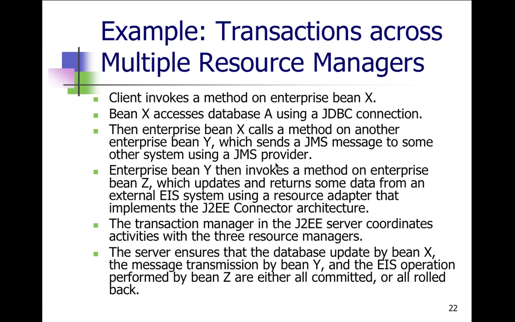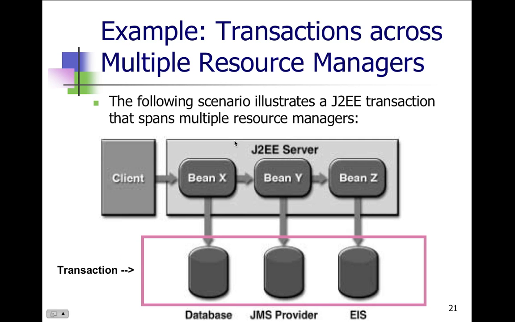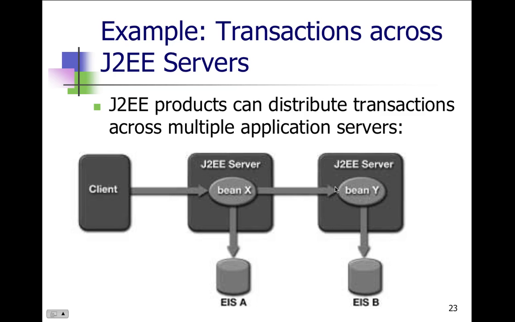And the server ensures that the database update by bean X, the message transmission by bean Y, and the EIS operation performed by bean Z are either all committed or rolled back if they don't work. So if we have a transaction manager that's watching over the whole system, then we can do the checks on the different resource managers. So, do you need it? Well, possibly. If you're going to have distributed applications and distributed transactions occurring over multiple computers, you're going to configure the environment to facilitate this type of communication, this type of tiering.